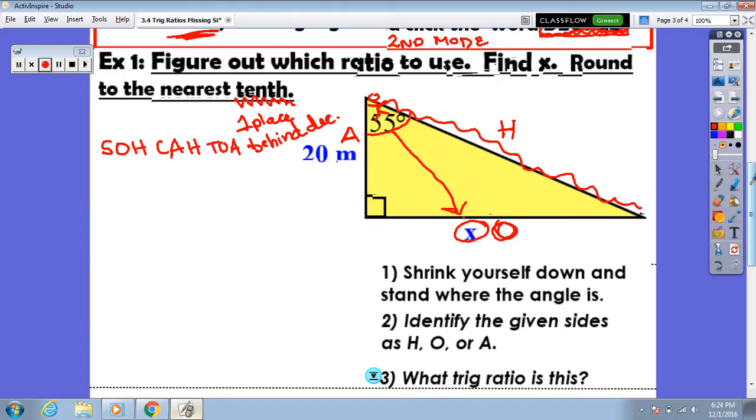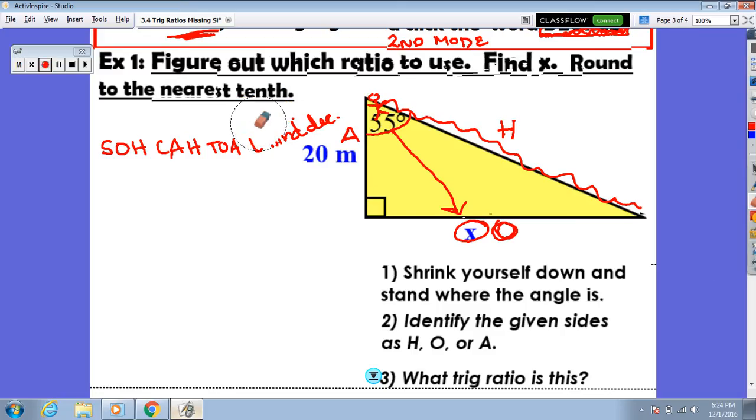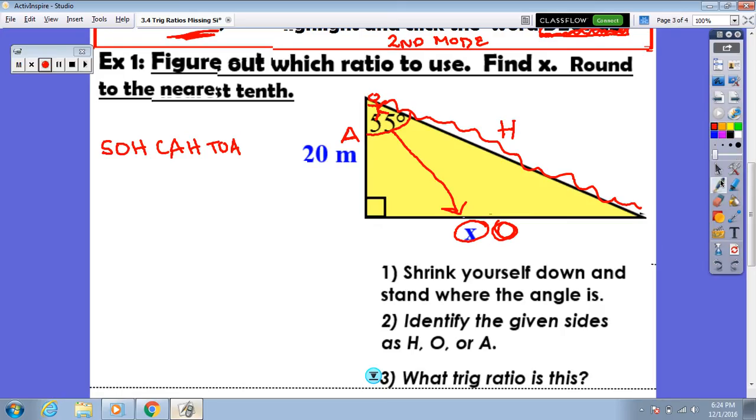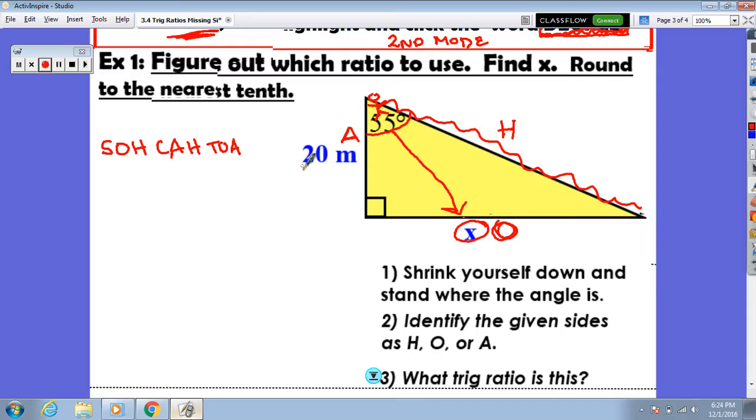Okay, and let me clean this up, because you should know now that the tenth place is one place behind the decimal, so we don't need to see that. Based on where my numbers are and where the variable is, I need to use this side, which is going to be adjacent because I have a number on this side. And I have to use the opposite side because that's where x is. I have to include x in this problem in order to solve for x, okay?